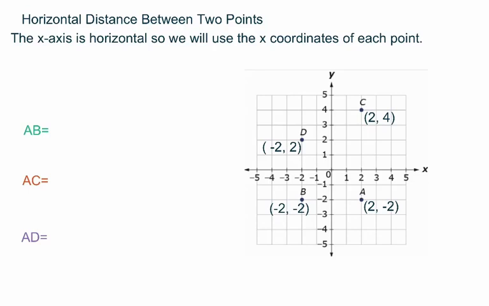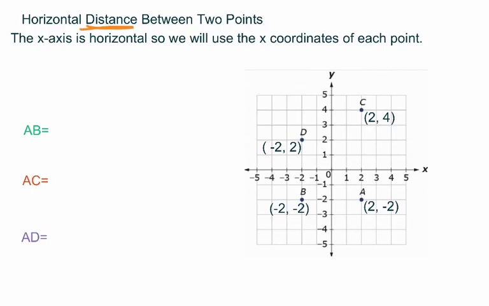Alright, so let's talk about the horizontal distance between 2 points. One thing to remember with distance is it is always, always positive. Think of it like this: if you ask for directions, do you ever tell someone to drive -2 miles? No. So distance is always going to be positive.